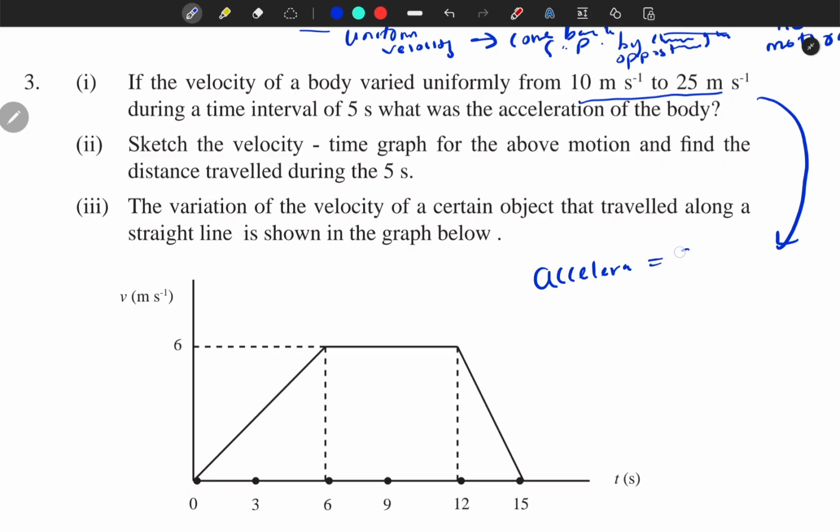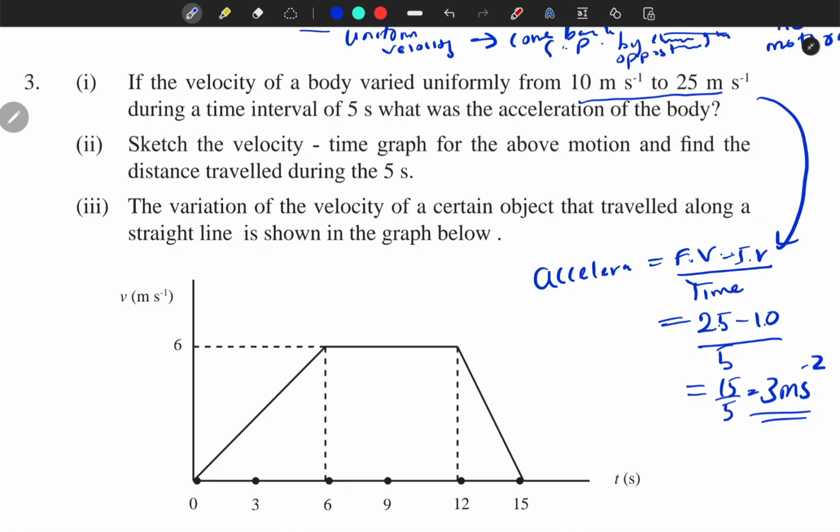Acceleration equals final velocity minus initial velocity divided by time. I repeat, don't use abbreviations, write as final velocity likewise. So final velocity 25, initial velocity 10, time is 5 seconds. So 25 minus 10 means 15. 15 over 5 means 3, right? 3 meters per square second.